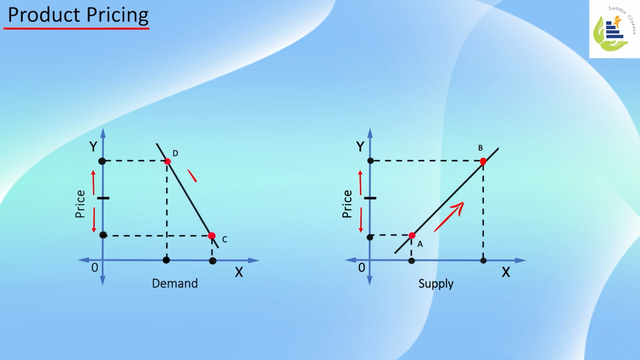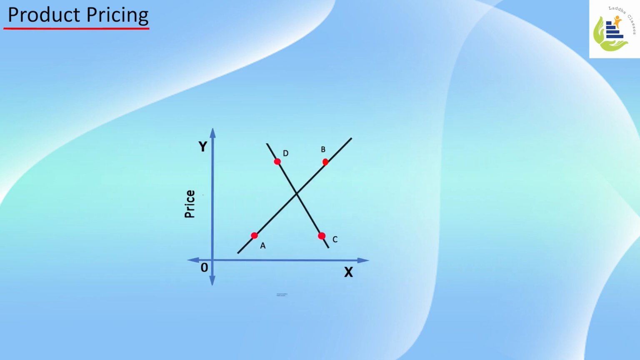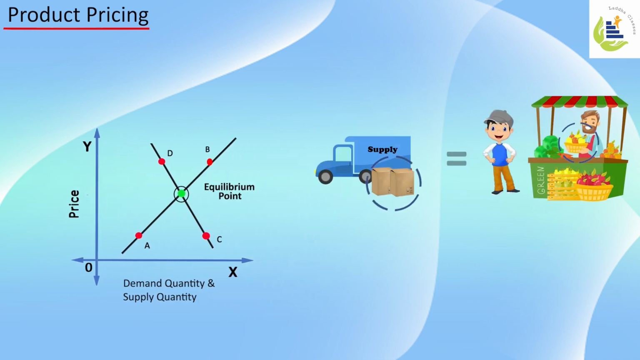Right? Now, when we look at this whole thing, you understand that both these curves, demand quantity and supply quantity, meet at a point that is called the point of equilibrium. That is the point where demand quantity and supply quantity are equal. That is the price at which a manufacturer or producer tries to fix the price of a product.